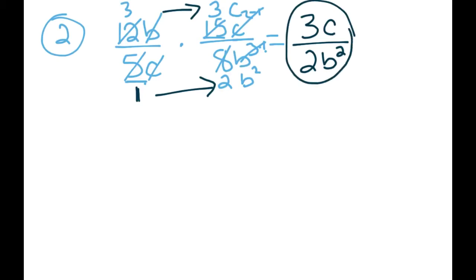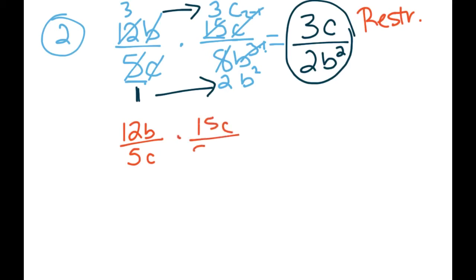And I just realized we forgot to do our restrictions. Shame on us. So I'm going to rewrite the original problem again because it gets harder to see it with everything canceled out. It's very important that we remember to do that on the front end. Okay, we have a c in the denominator and a b cubed. So we need to do these one at a time.